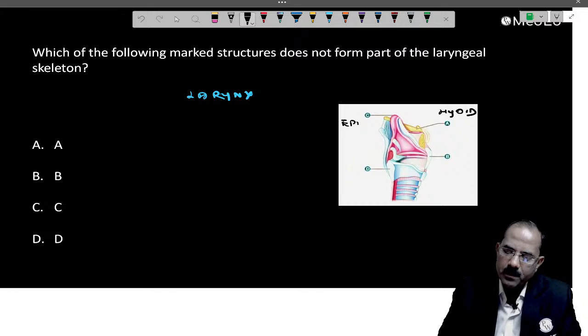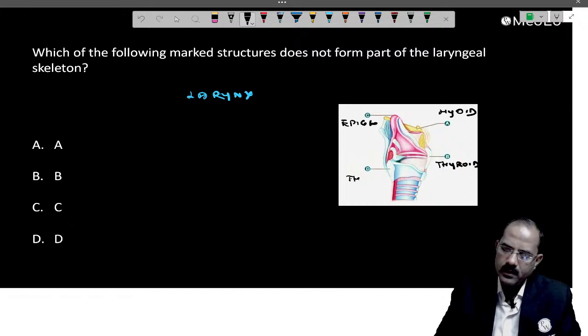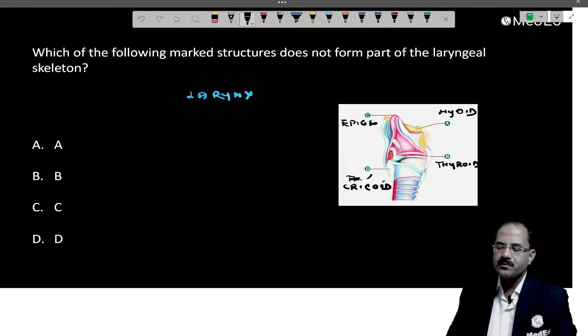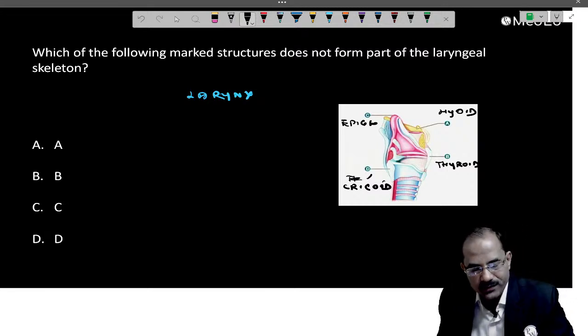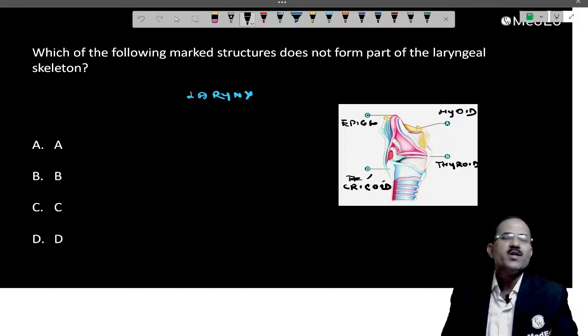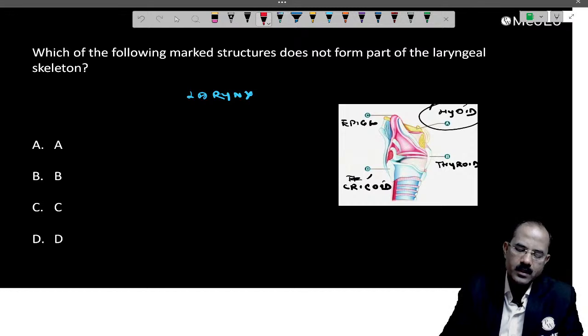C is epiglottis. B is thyroid, and D is cricoid. So epiglottis is a cartilage of the larynx. Thyroid is a cartilage of the larynx. Cricoid is a cartilage. So who's not a cartilage of the larynx? Hyoid. Hyoid is a bone. It's not a cartilage. The answer for this is A.